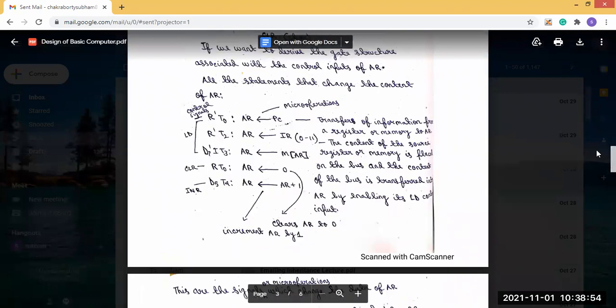So this is what R' T0, AR means: the information is transferred from the program counter to the address register. Then R' T2, that means in the T2 timing signal, whatever is present in bits 0 to 11 of the instruction register, that information is transferred into the address register.